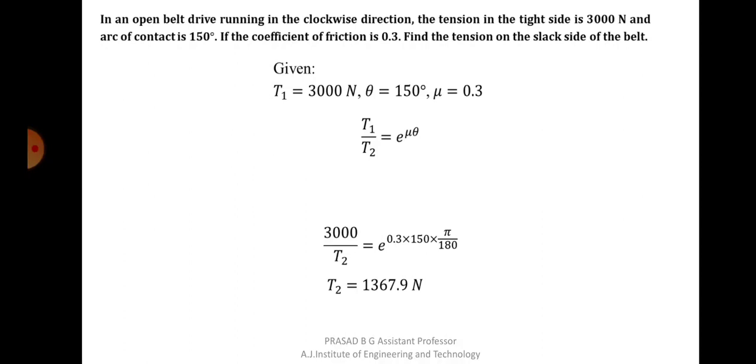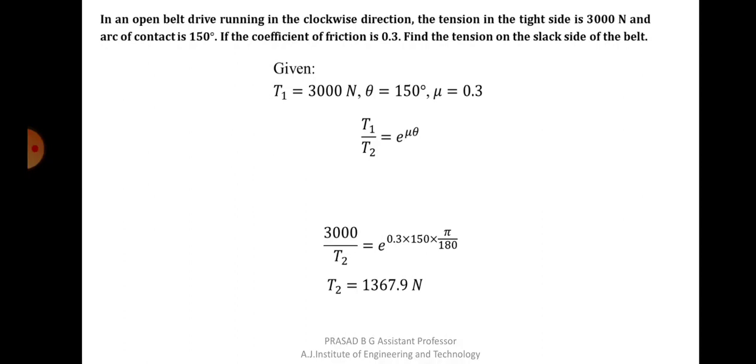As per the data given, T1 is equal to 3000 Newton, theta is 150 degrees, and coefficient of friction mu is 0.3. Now while substituting the value of theta, it should be in terms of radians. This is one thing you have to remember. Here the value is given in degrees. So how do you convert that into radians? Theta will be equal to degrees into pi by 180. That you have to do.